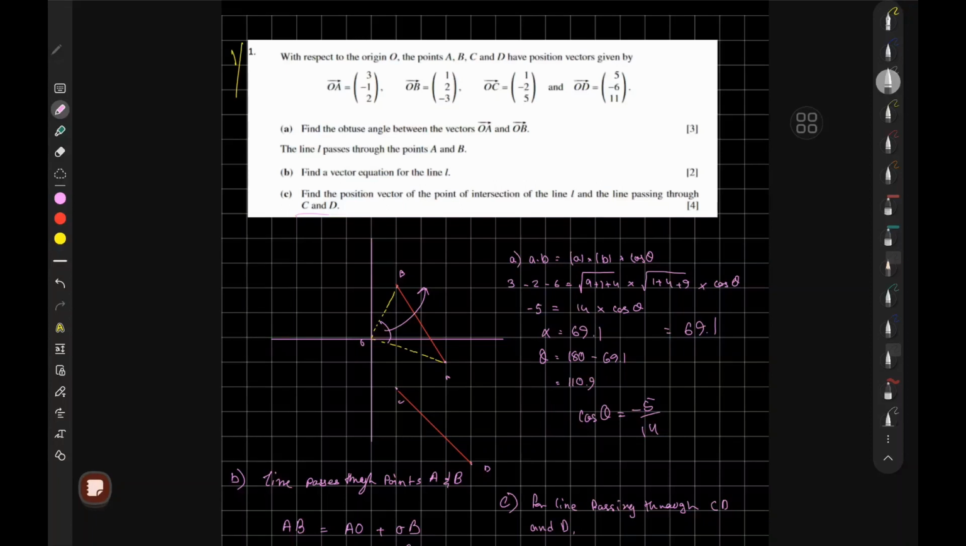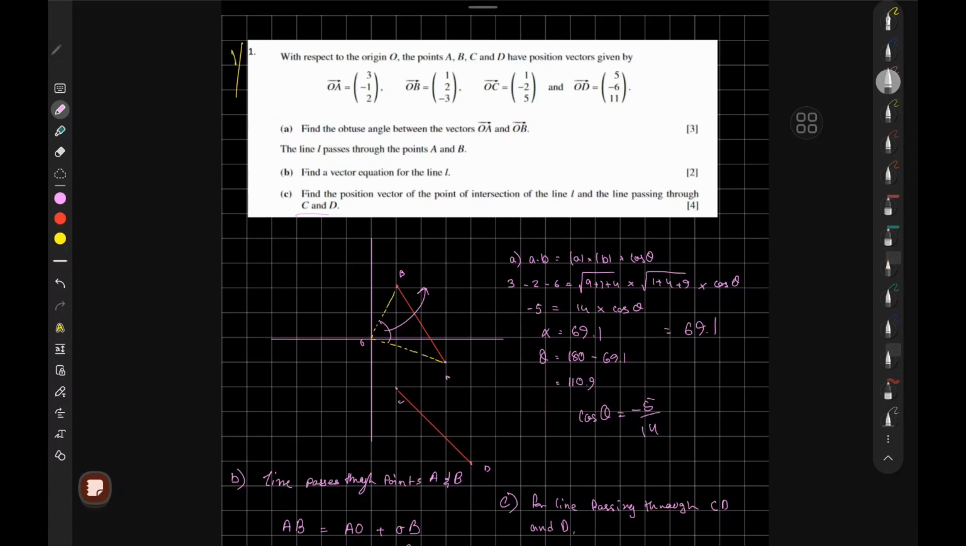In this video, we're going to be solving a few vector sums. Starting off with question 1, with respect to origin O, the points A, B, C and D are given by OA, OB, OC and OD. What they want to know is the obtuse angle between vectors OA and OB.